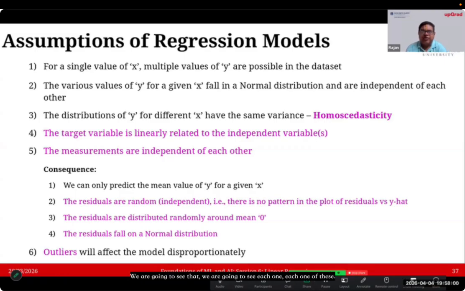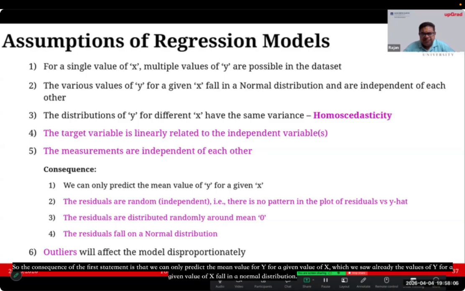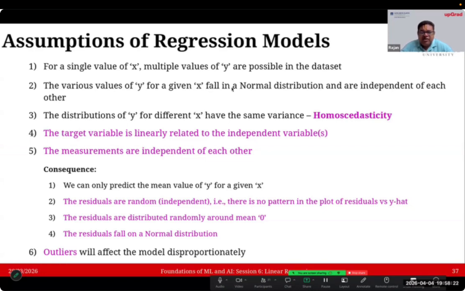We are going to see each one of these. The consequence of the first statement is that we can only predict the mean value of y for a given value of x, which can be either 1 or 0 because this is categorical. They just arbitrarily gave the number 1 for a given value of x, which we saw already. The mean values of y for a given value of x fall in a normal distribution, so that's not what we want. So a line will not work.